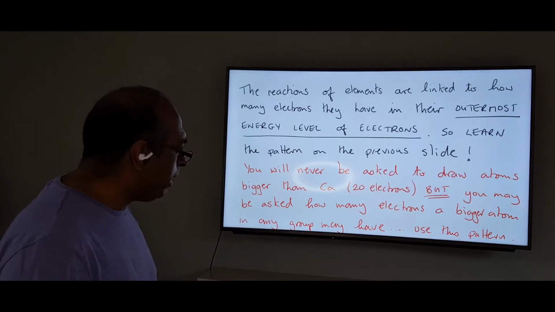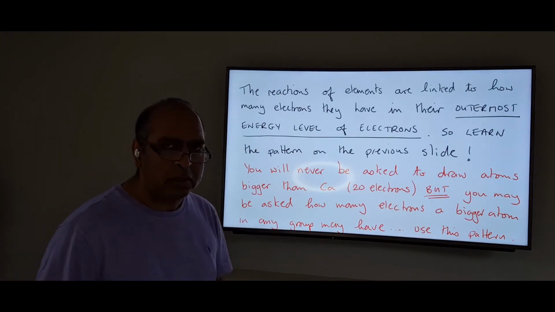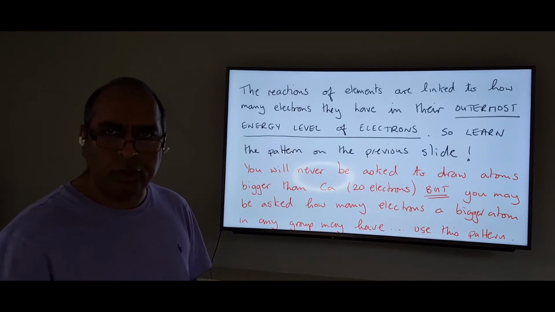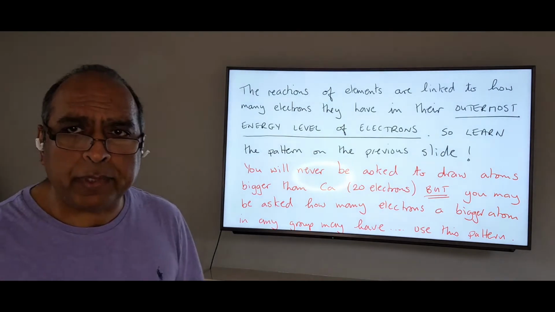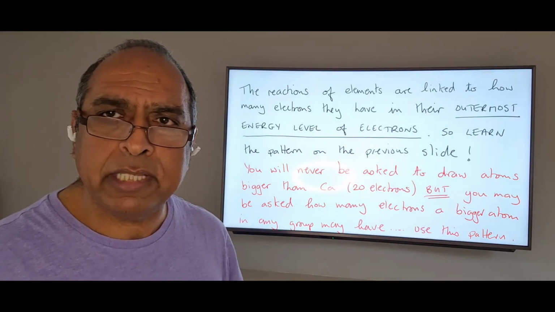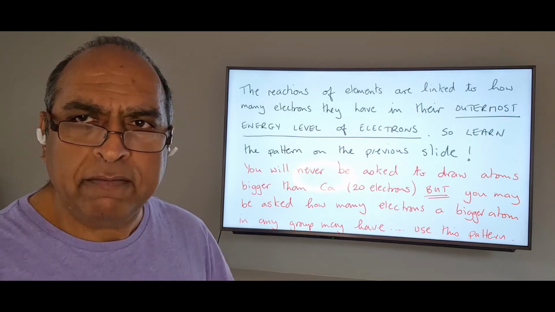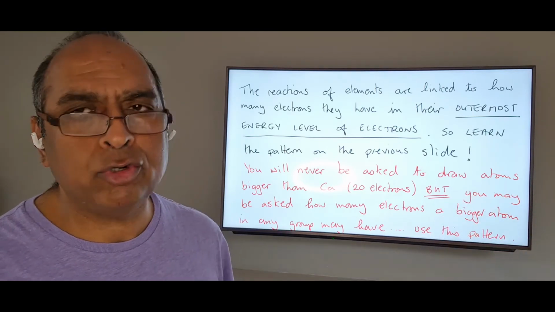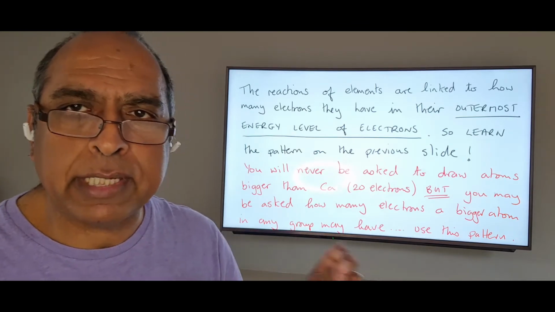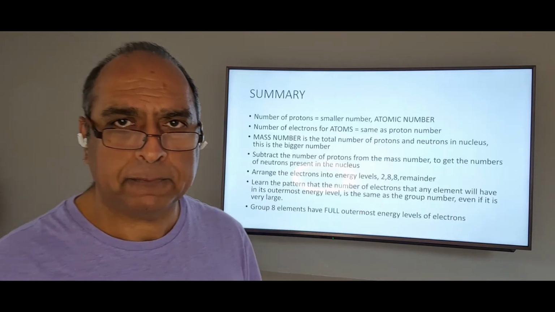But you may be asked how many electrons a big atom has, because you just use the idea of what group it's in. If it's in group 5, it's going to have 5 electrons in the outermost energy level. Even if it's big, you're not drawing it, you just need to know how many electrons in the outermost energy level.